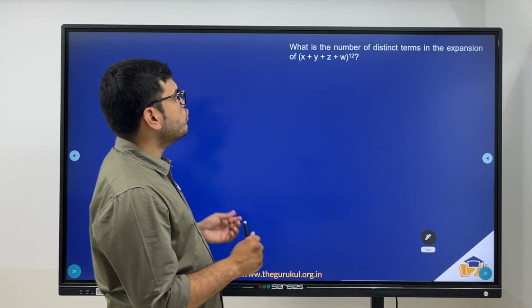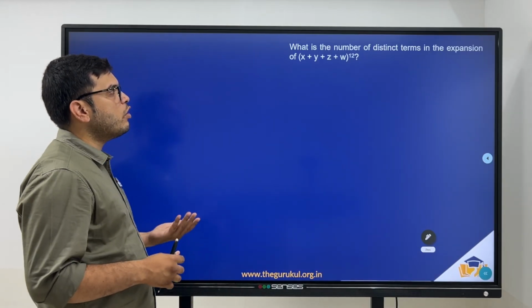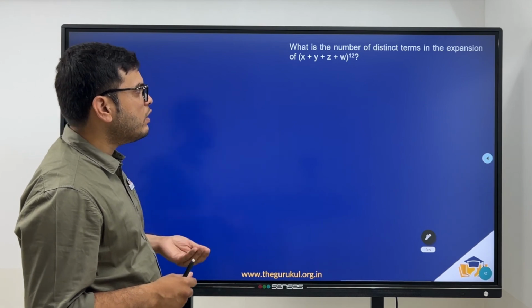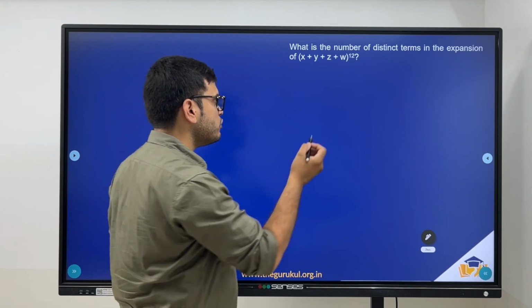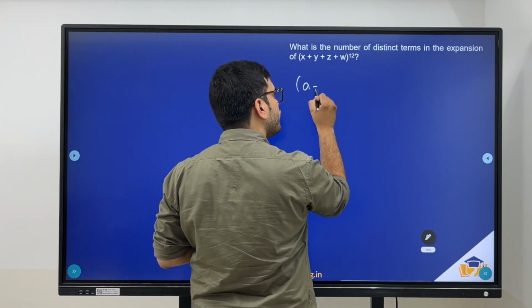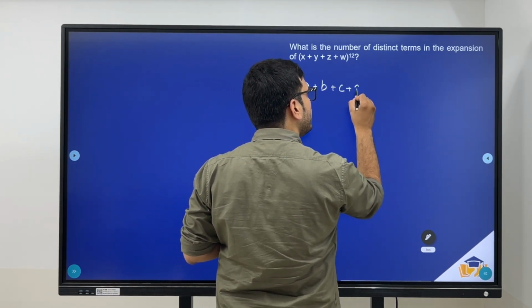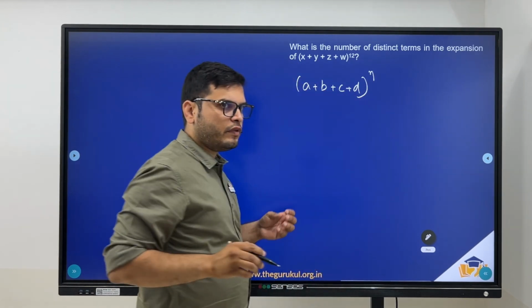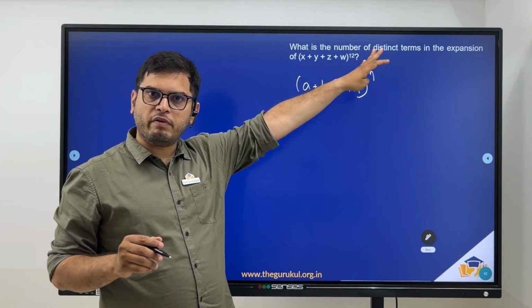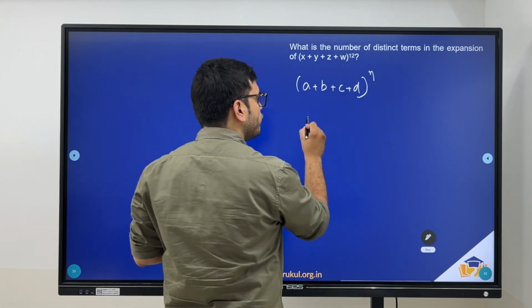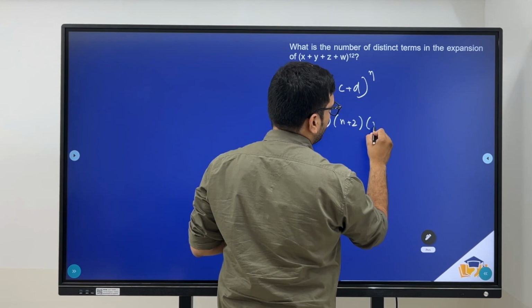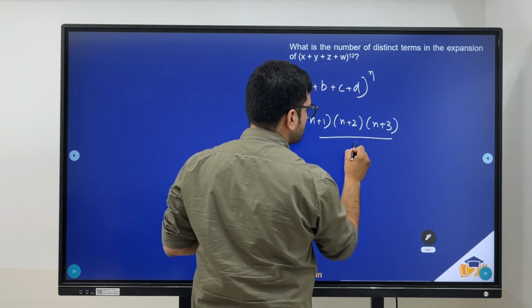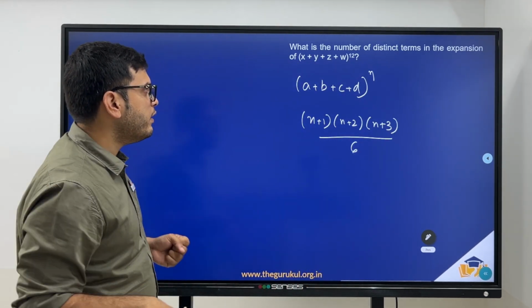Now coming to the next question, what is the number of distinct terms in the expansion of (x plus y plus z plus w) power 12? Now if you are asked to find the number of distinct terms in the expansion of a polynomial in the form (a plus b plus c plus d) power n, having 4 terms raised to the power n, then the number of terms would be (n plus 1)(n plus 2)(n plus 3) by 6. So here the value of n is 12.